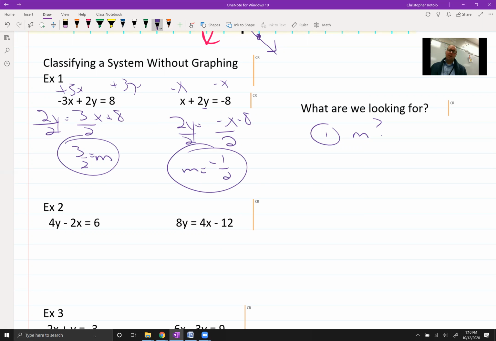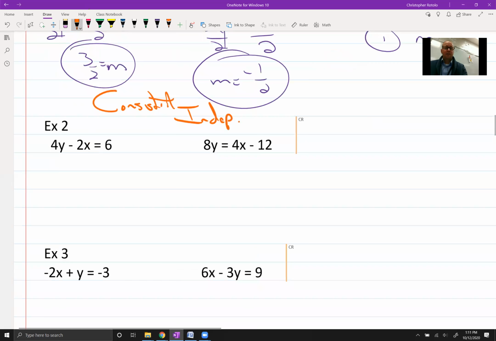So remember, this question is about classifying. So if my slopes are different, what solution will I have? Not the actual numeric solution. What do we call it? Right? Remember, that means I'm going to get one solution that's consistent. And it's also one, so it's independent. All right, so not too bad. So that's the first thing we're going to look for, is the slope. We'll come back to what we are looking for if we need to in the next one. Hint, hint, right?